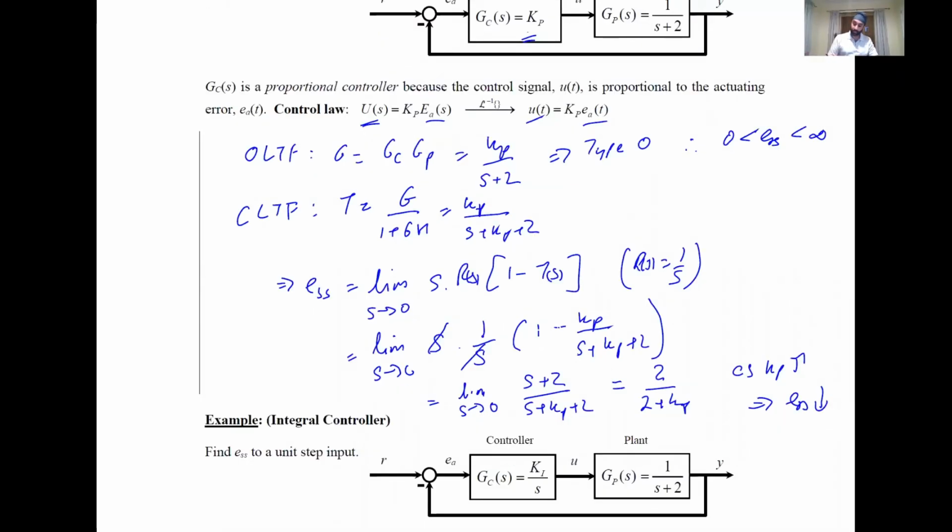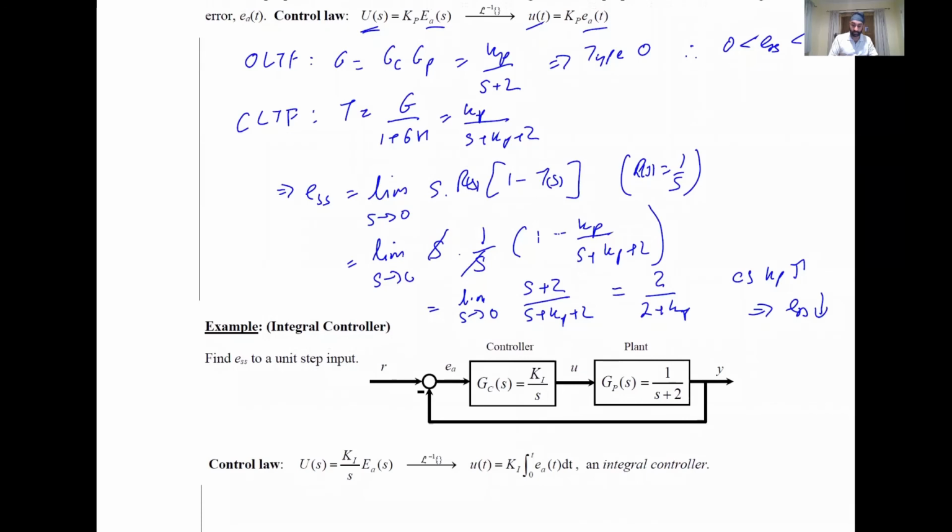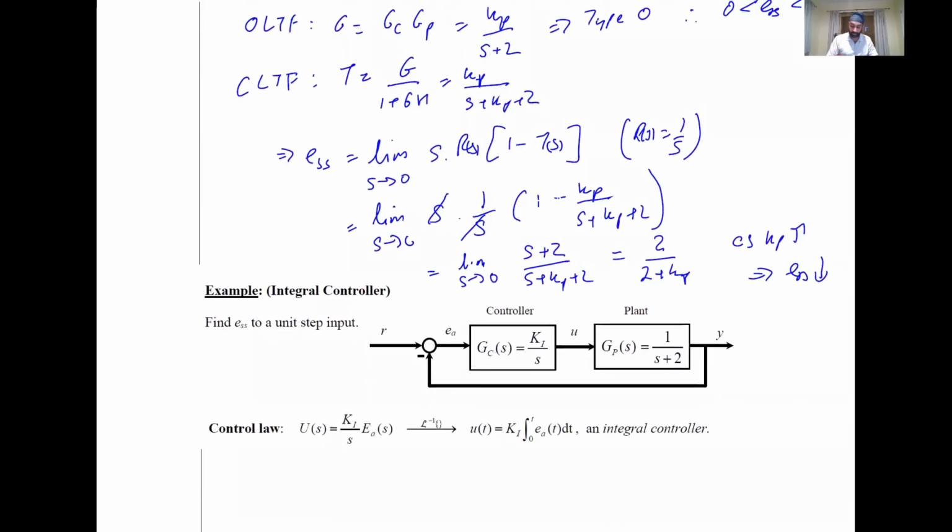Next, let us take a look at the same plant being used in the system, but a different controller. This time, Gc is equal to Ki divided by S, and this is referred to as the integral controller. In this case, the relationship between the output of the controller and the input of the controller is U equal to Ki divided by S times E. If we take the inverse Laplace transform, we find that U is proportional to the integral of the error signal. In this case, E is the same as R minus Y.